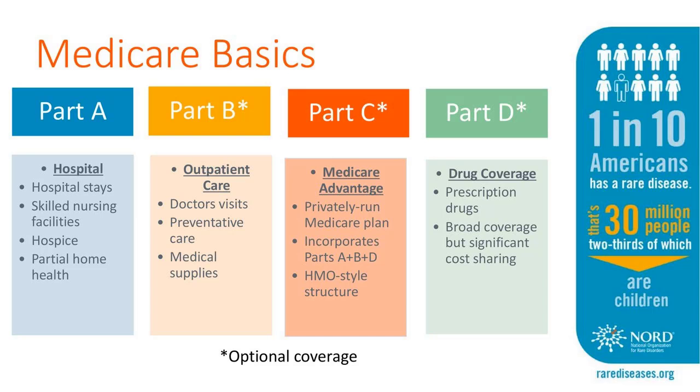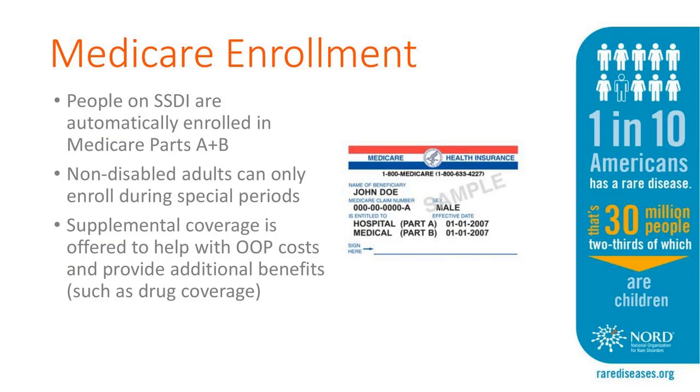Okay, so let's talk a little bit about enrollment. As I mentioned, people on Social Security Disability Insurance, after a 2-year waiting period, automatically qualify for Medicare. And when they do qualify, they are automatically enrolled into Medicare Parts A and B. Now, when we're talking about open enrollment periods, what we're actually talking about is Medicare Part C, or Medicare Advantage, and we're also talking about Medicare Part D.